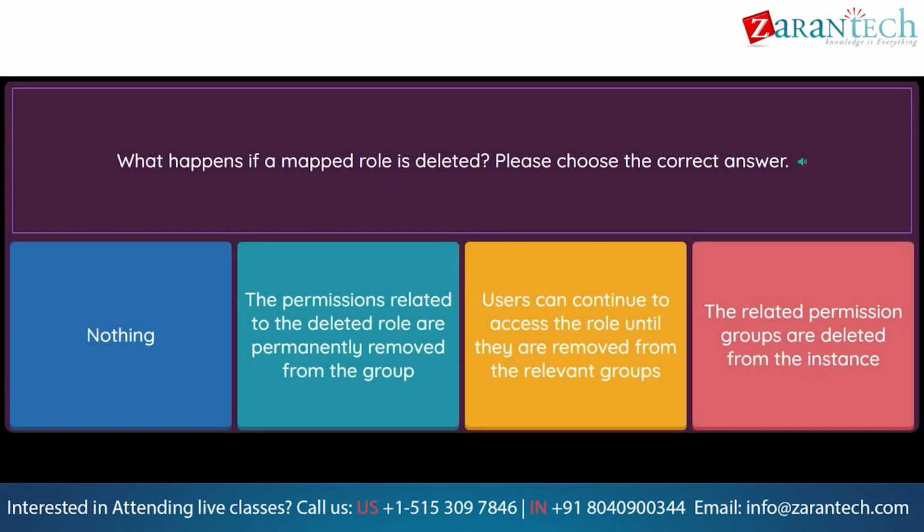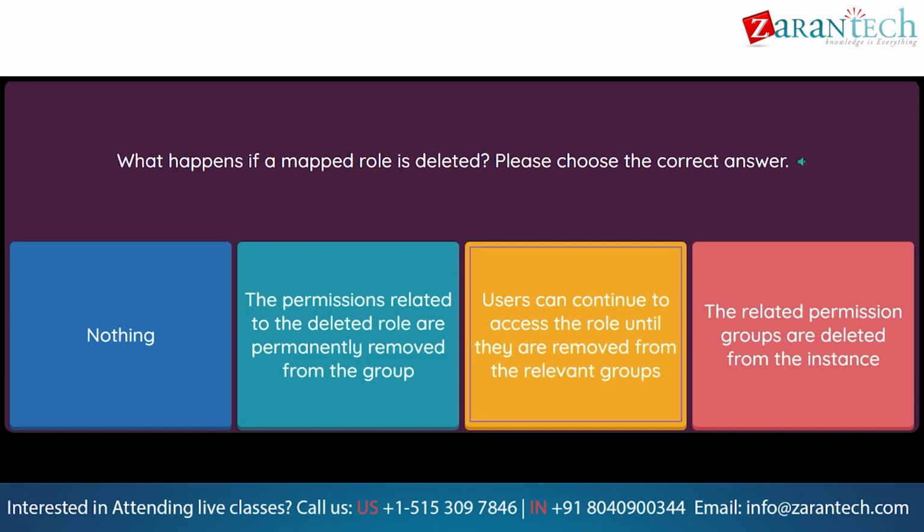Question: what happens if a mapped role is deleted? Please choose the correct answer. Option 1, nothing. Option 2, the permissions related to the deleted role are permanently removed from the group. Option 3, users can continue to access the role until they are removed from the relevant groups. Option 4, the related permission groups are deleted from the instance.